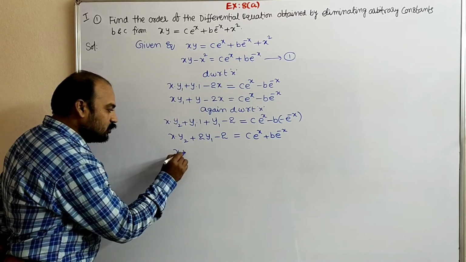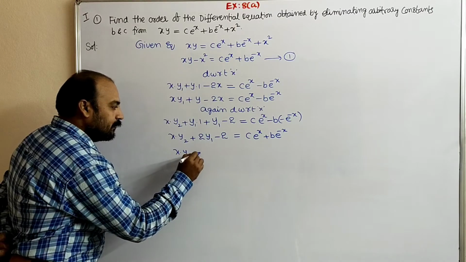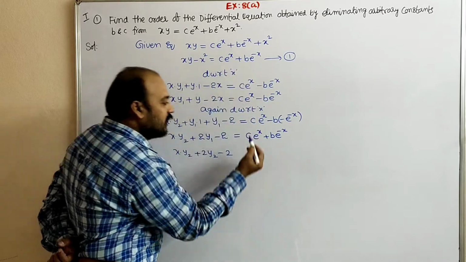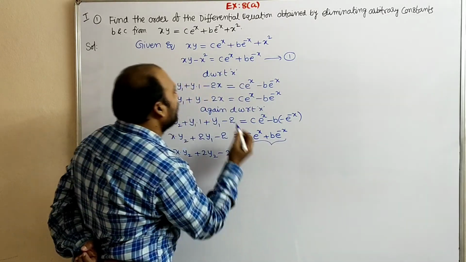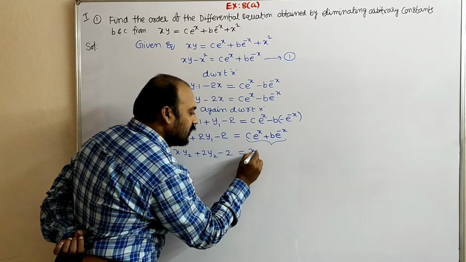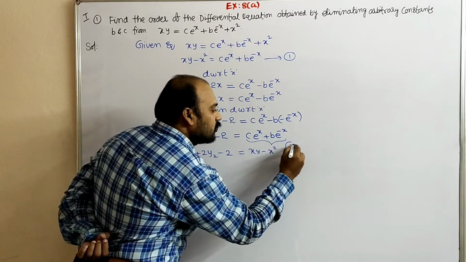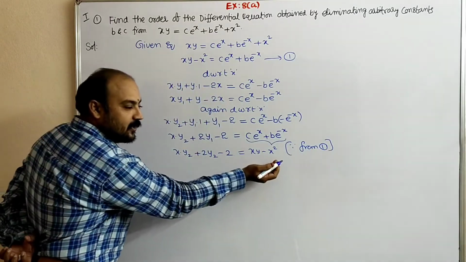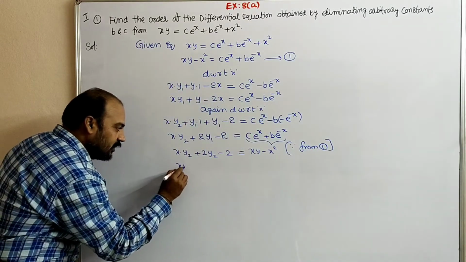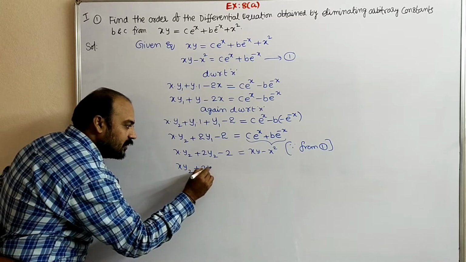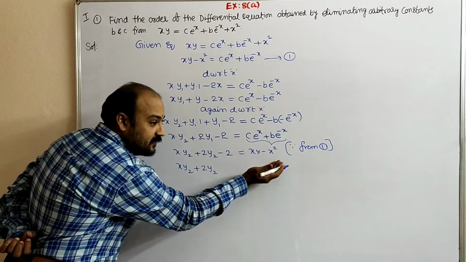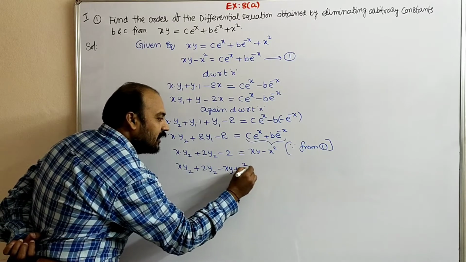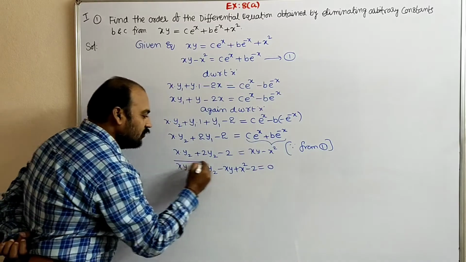So xy2 plus 2y1 minus 2. Since from equation 1, in place of this you have to replace xy minus x square. So this xy minus x square we can take this side, xy2 plus 2y1, these values I am taking this side, minus xy plus x square minus 2 equal to 0, which is the required differential equation.